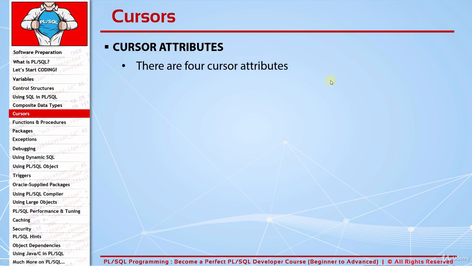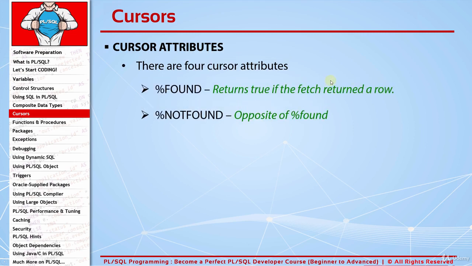There are 4 explicit cursor attributes. As I said, we have learned 2 of them, %found and %notfound. %found returns true if the most recent fetch returns a row, otherwise it returns false. %notfound returns true if the most recent fetch returns no row. We have made some examples about these. There are 2 more attributes.